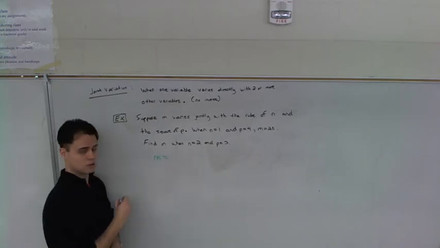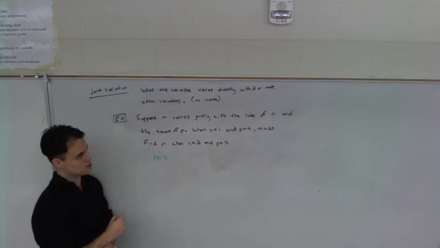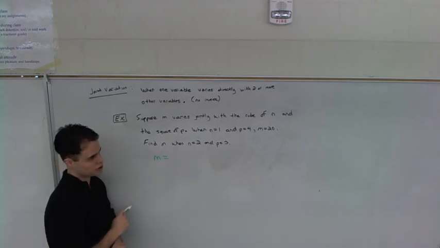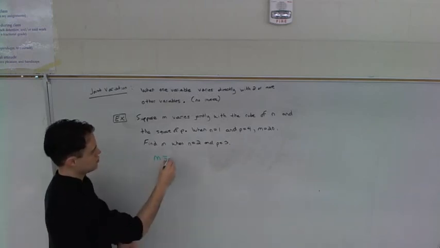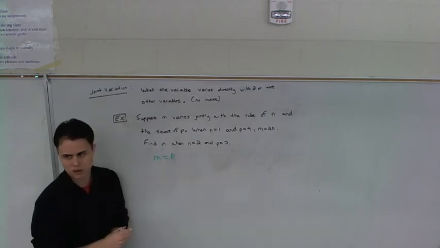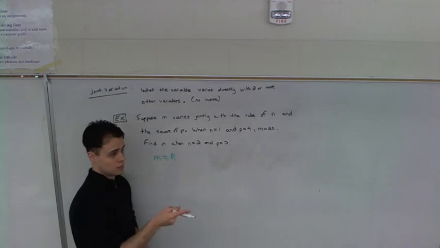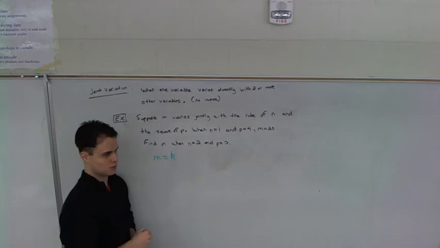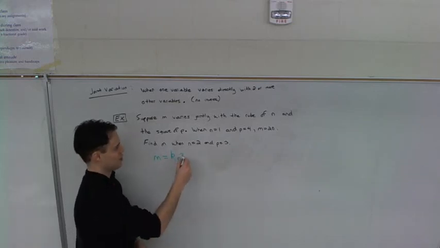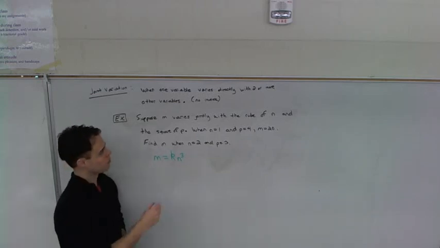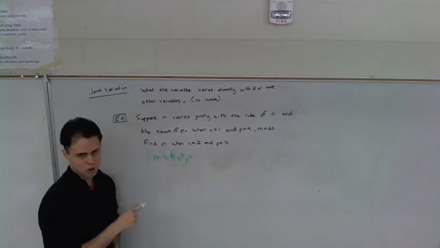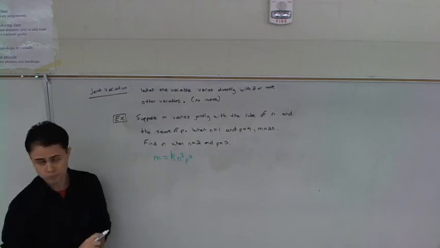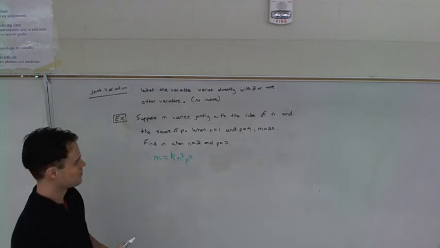M. M is the thing that's varying with the other stuff, the other variables. And it says jointly, so we say K. It's always got that K in there, right? K times n cubed and p squared. Okay, all multiplied, still only 1 K, right? We only have 1 K.